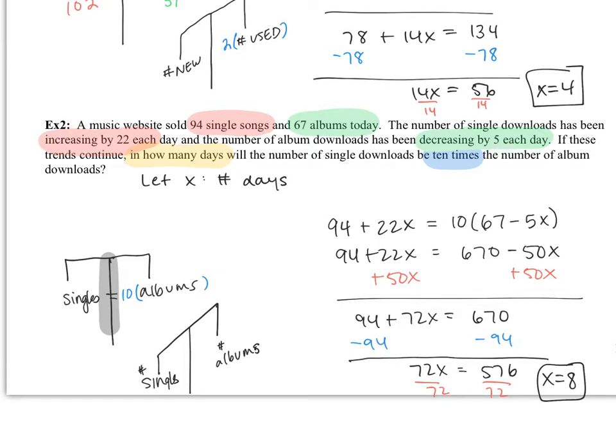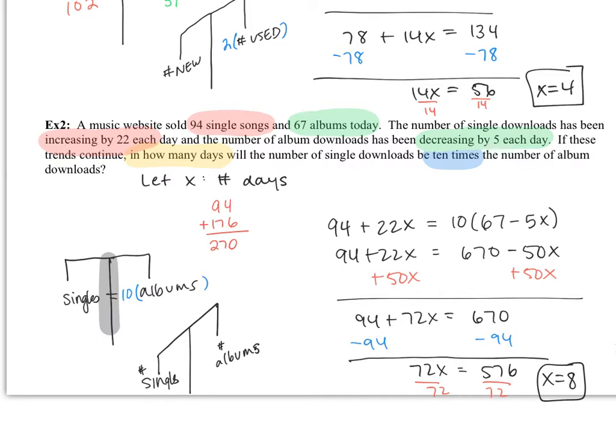So what this solution means is that when X equals 8, and X represents the number of days, so in 8 days, the number of singles downloaded should be 10 times the number of albums. We can check this by just using the numbers given to us in the problem. So singles are starting at 94, and we're adding to that 22 each day for 8 days, which would mean we're adding 176 more singles for a total of 270 singles at the end of 8 days.